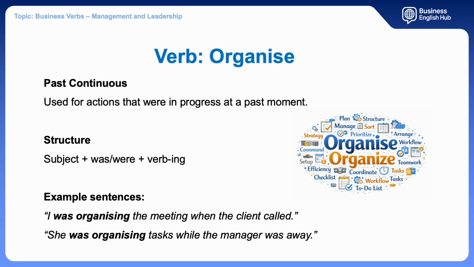Past continuous of the verb organise is used for actions that were in progress at a past moment. The structure for the past continuous of the verb organise is subject plus was or were plus the verb with ing. Example sentences include: I was organising the meeting when the client called. She was organising tasks while the manager was away.